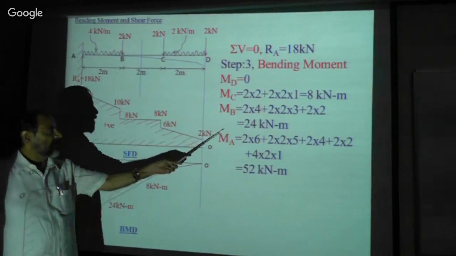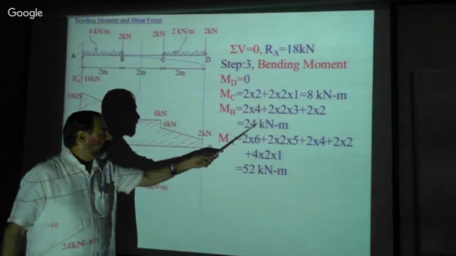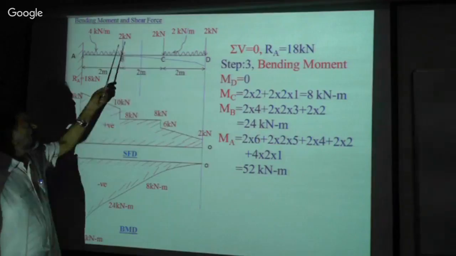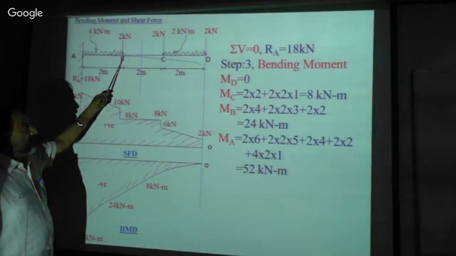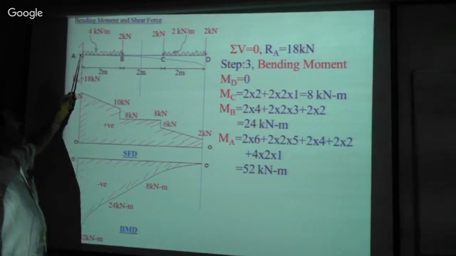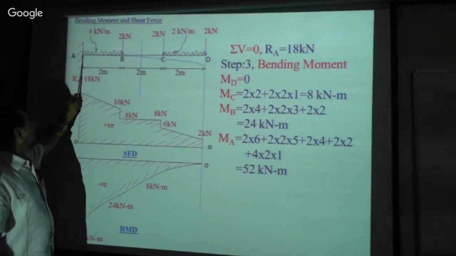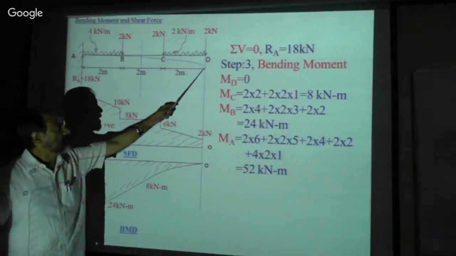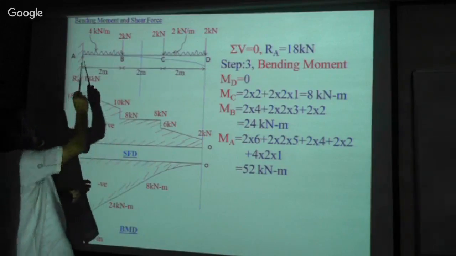Therefore, 24 kilonewton meter is acting. So 24 kilonewton meter is the bending moment at this point. And similarly, with respect to A, how do we calculate the bending moment at A?